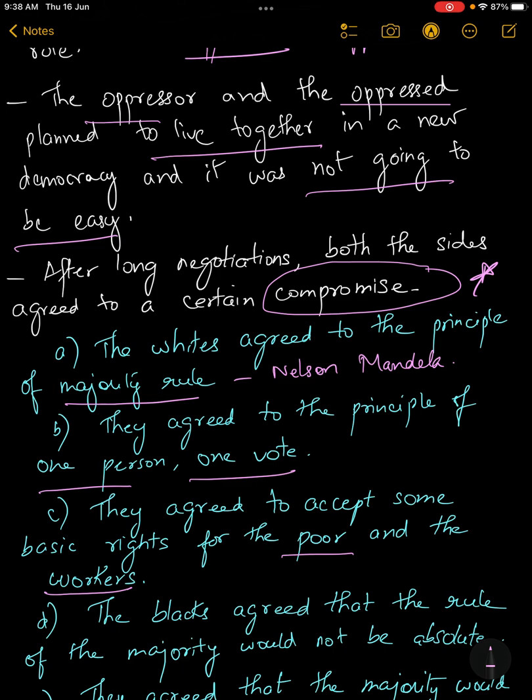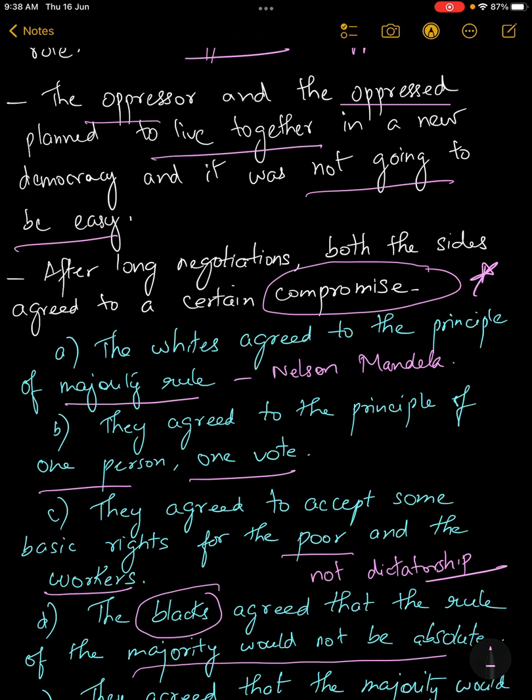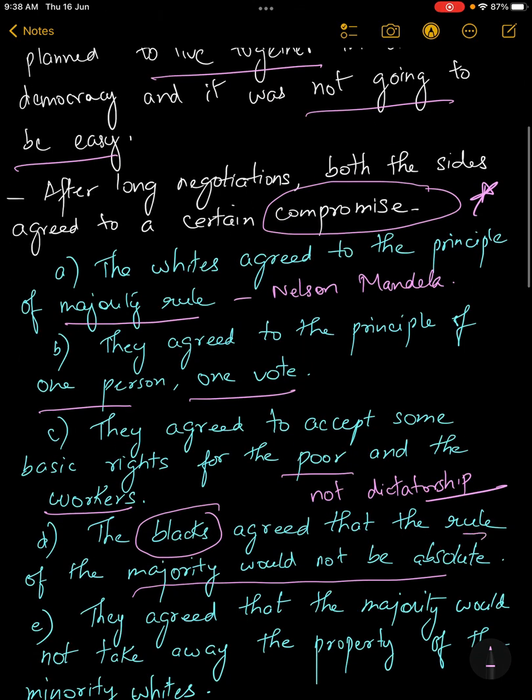And on the other hand, the blacks, right? Now it's a compromise, so compromise happens on both sides. So the blacks agreed that the majority rule would not be absolute. Do you understand? In the sense that it will not be a dictatorship. Am I being clear? It will not be an absolute rule. That means the whites will be allowed to criticize, to dissent, and to convey their displeasure, right? It will not be absolute.